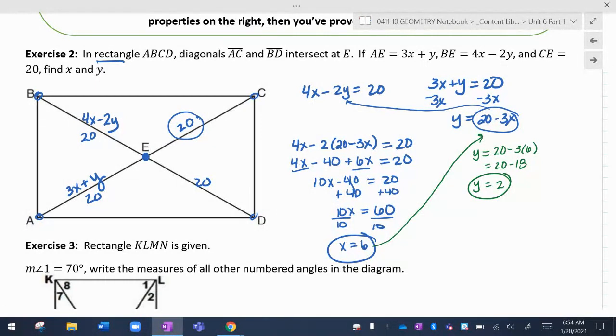And then I should check my answer. So if x is 6 and y is 2, 4 times 6 minus 2 times 2 is 24 minus 4. Yep, that's 20, so this one works. And then 3 times 6 plus, not 2 times 2, just 2, pardon me, 3 times 6 plus y, which is 2, is 20. And that one works.